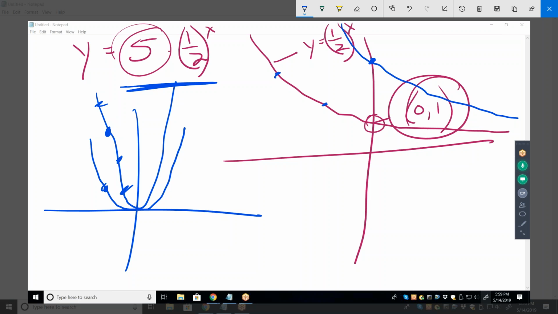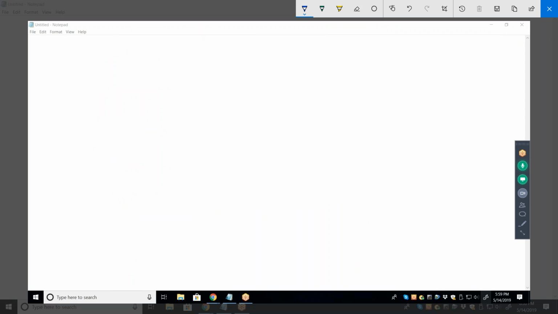So the thing you really want to remember isn't whether it gets skinnier or fatter. It's that every point has to be 5 times further away from the x-axis. And then you'll never get it wrong, if you remember that. What else?